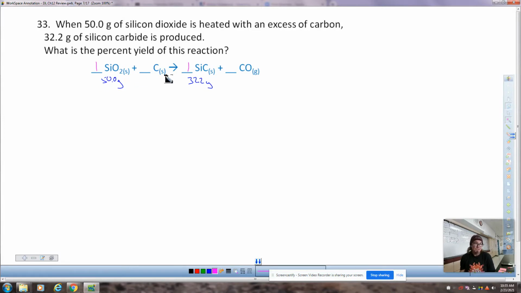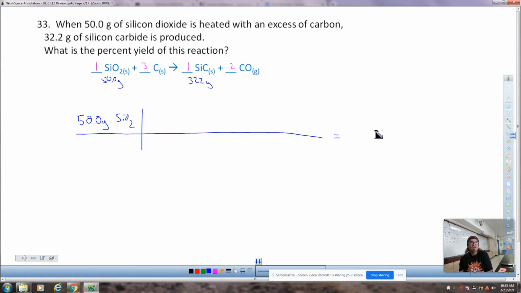I think it actually works this way anyway, because we have 2 oxygens. If I put a 2 here, that gives me 2 oxygens, 2 carbons, plus 1 carbon. I think I need a 3 right there to make that balance. Okay. Then, since these are our experimental values, let's take the silicon dioxide and let's find out theoretically how much silicon carbide it should have produced.